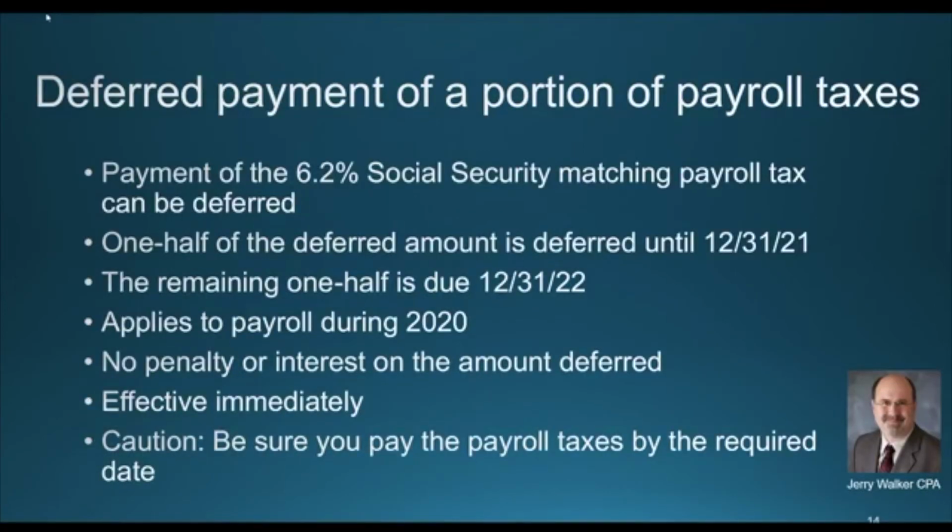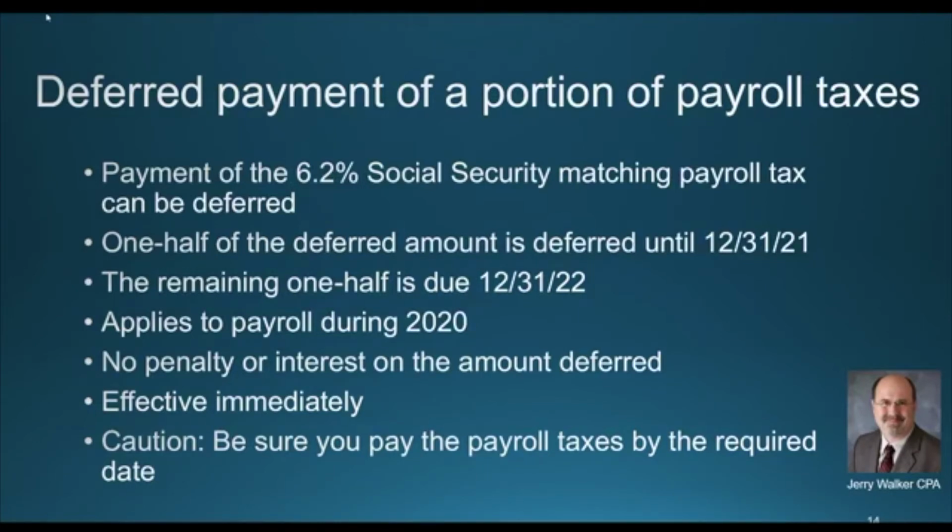All right, let's move on and talk about deferred payment of a portion of payroll taxes. So payment of the 6.2% Social Security matching payroll tax can be deferred. So that's kind of interesting, right? Normally, you hold out taxes from your employees' checks, and then you have to match their taxes. Well, under this new law for 2020, when you match their taxes, you don't have to pay that in immediately or even at the end of the quarter like you did before. So they're letting you defer the taxes, and the first half of your deferred Social Security matching taxes does not have to be paid until December 31st, 2021.